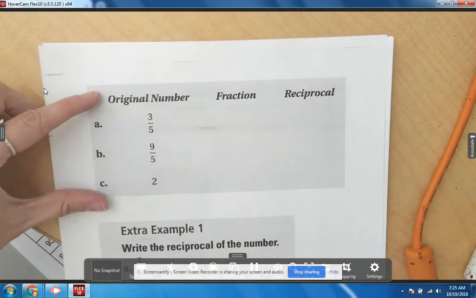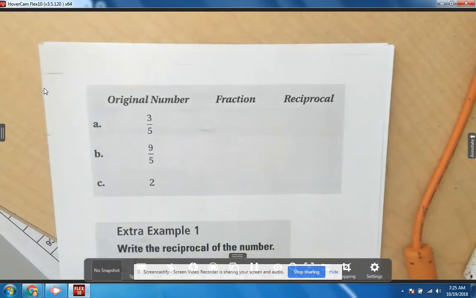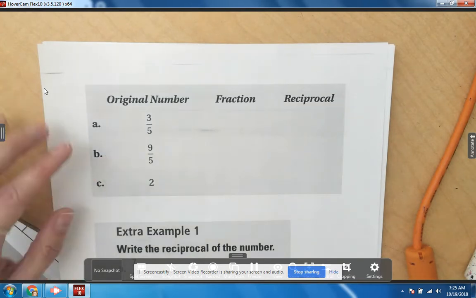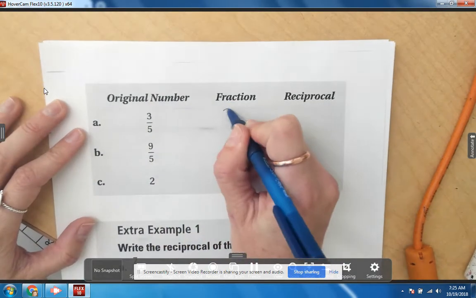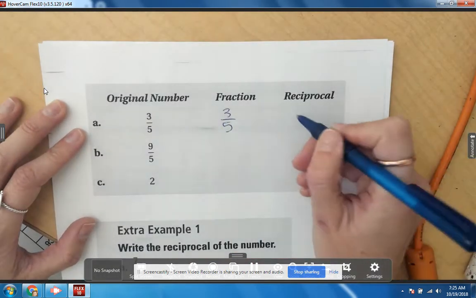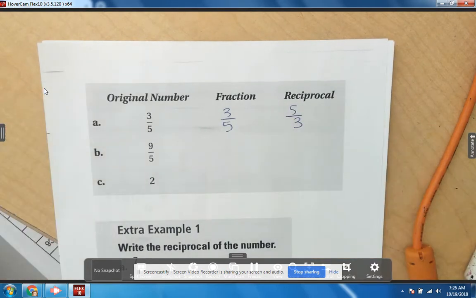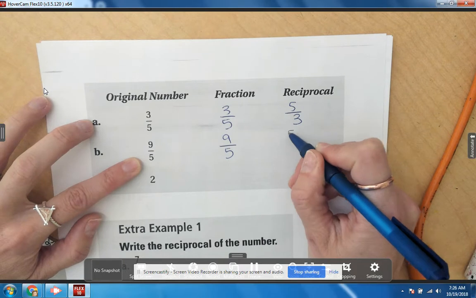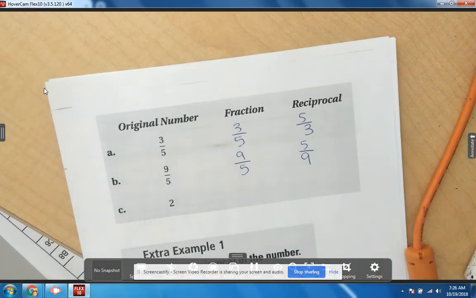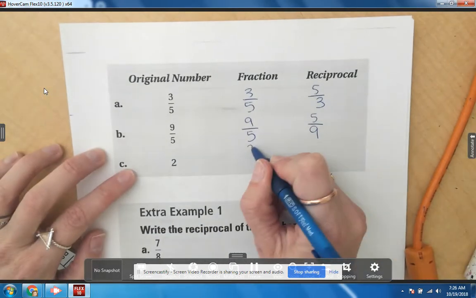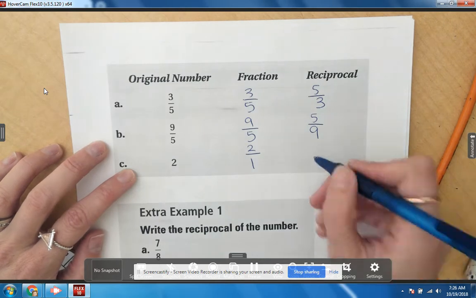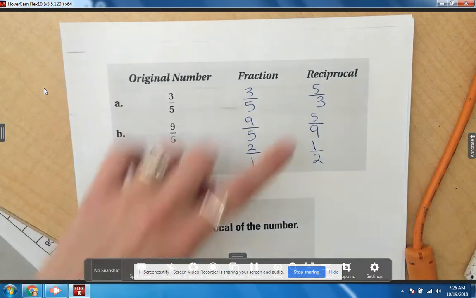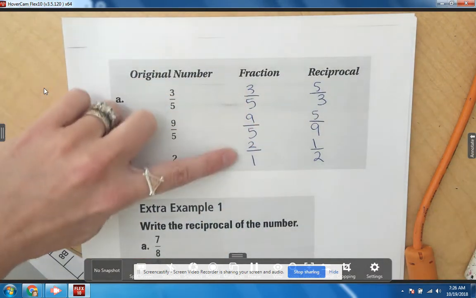Let's do some practice with reciprocals again. You do not have to do this. I just want you to watch. So 3/5 as a fraction is still 3/5. The reciprocal, flip it over, 5/3. 9/5 as a fraction is 9/5. The reciprocal, 5/9. I flipped it over. 2 as a fraction is 2 over 1. Flip it over, 1/2. So these are reciprocals of the originals.